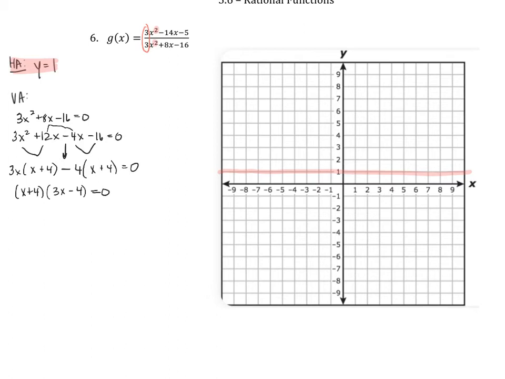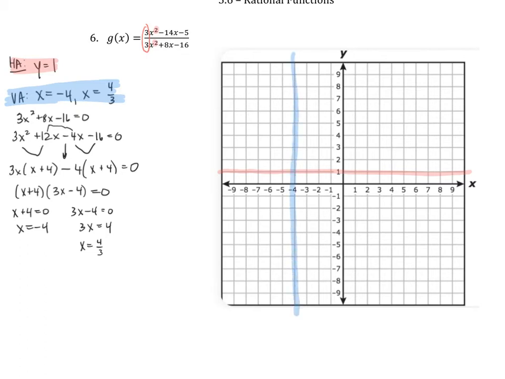Okay, so now I can set each of those equal to 0 separately and solve. That means x equals negative 4. And then 3x minus 4, 3x equals 4, so x equals 4/3. So those are my two vertical asymptotes: x equals negative 4 and x equals 4/3. Now remember, when you're writing an asymptote, you have to write it as an equation or it won't be considered correct. It's not just a number, it's an equation. All right, so my vertical asymptotes, x equals negative 4 and x equals 4/3, which is a little more than 1. So there are my asymptotes.